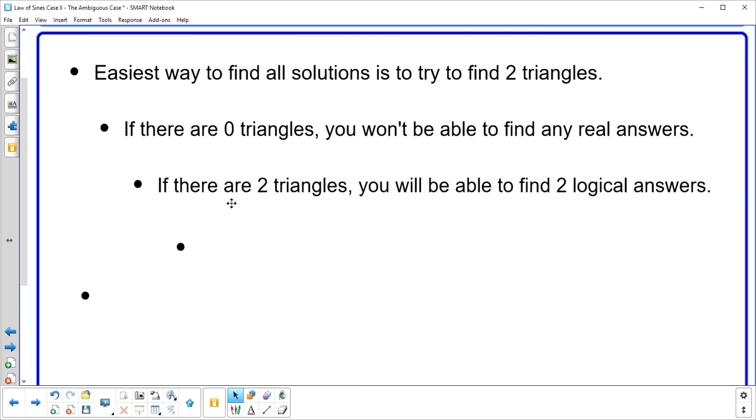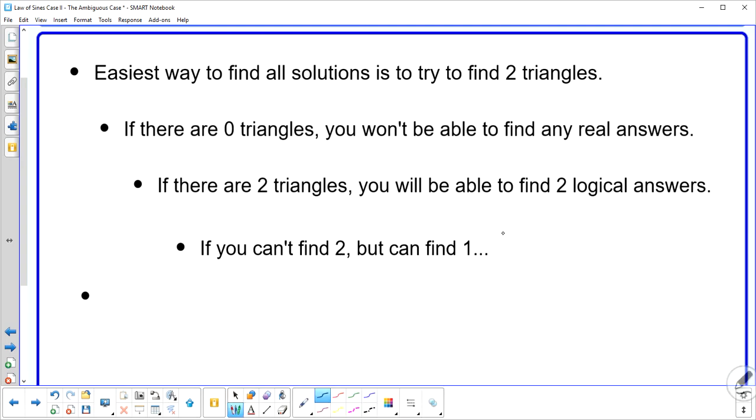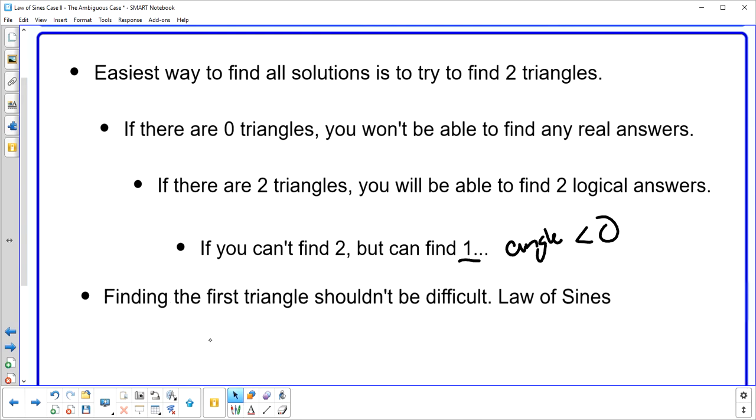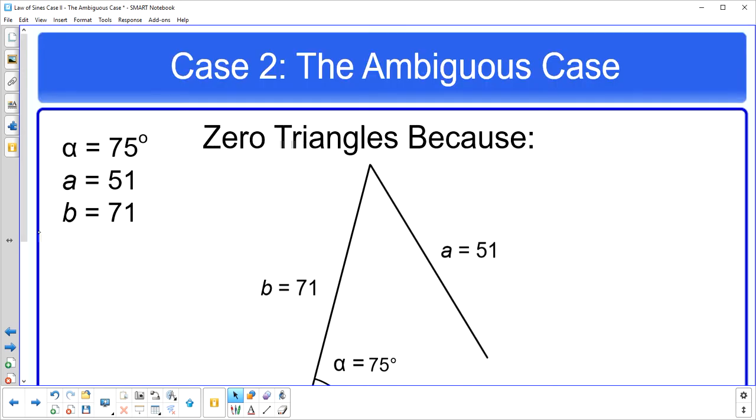a non-existent value, an undefined value in your calculator. If there are 2 triangles, you'll actually be able to get 2 triangles. And if there is 1 triangle, if you can't find 2 but there is 1, you wouldn't be able to find 2 because an angle that you're looking for would be negative. So that third angle would give you a negative value, but you would have gotten a positive value in your first triangle. We'll look at an example of that in a minute. So the first triangle that you find, as long as it exists, shouldn't be difficult. We're going to do that the same way that we did the law of sines.